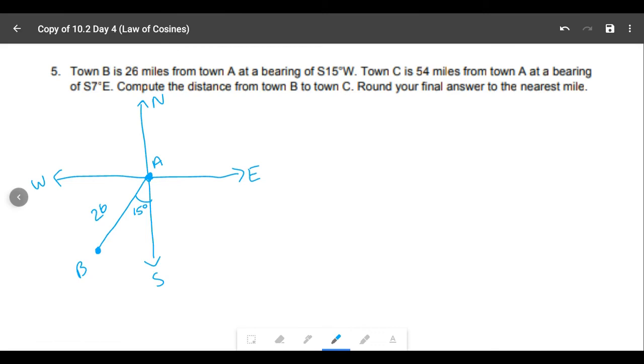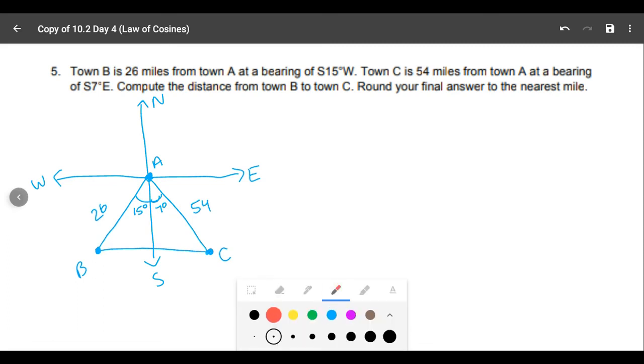Then for town C, we are going 54 miles away with a bearing of south and then east. So that's going to be in our fourth quadrant is where town C is going to be. And he is 54 miles away from town A with an angle measure of 7 degrees. So now that we have this picture, the problem is asking us to compute the distance from town B to town C. So we are now looking for this distance here. And I will go ahead and highlight it, and we'll call that X.